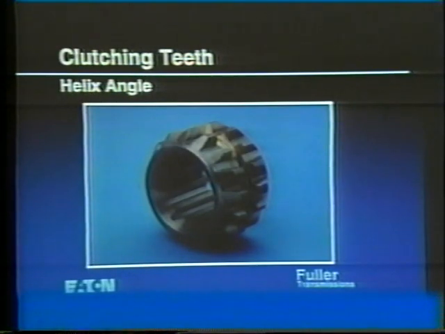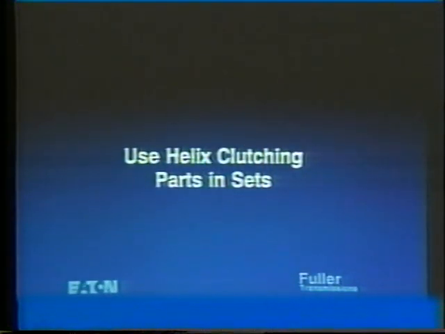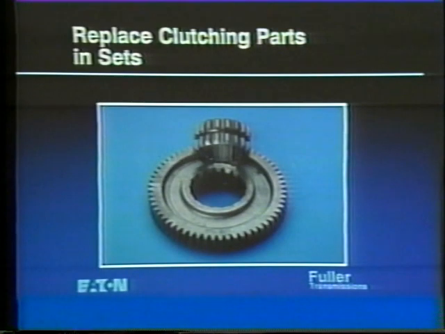Don't confuse tapering due to wear with parts machined with a back taper or helix angle on the clutching teeth. We machine this angle to draw the gears together and help prevent slip-out. Helix clutching parts are used in sets and cannot be mixed with parts having straight-sided clutching teeth. Check the Super Parts book to be sure you use the correct parts. And remember, if you replace a sliding clutch because of a clutching tooth problem, you should also replace its mating gear.